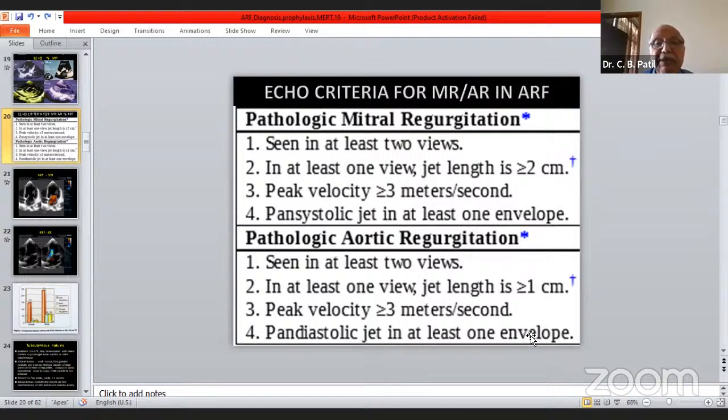Similarly, what is pathological aortic regurgitation? It is seen in at least 2 views. In at least 1 view, jet length is more than 1 centimeter. Peak velocity more than 3 meters per second. And a pan-diastolic jet in at least 1 envelope should be there.